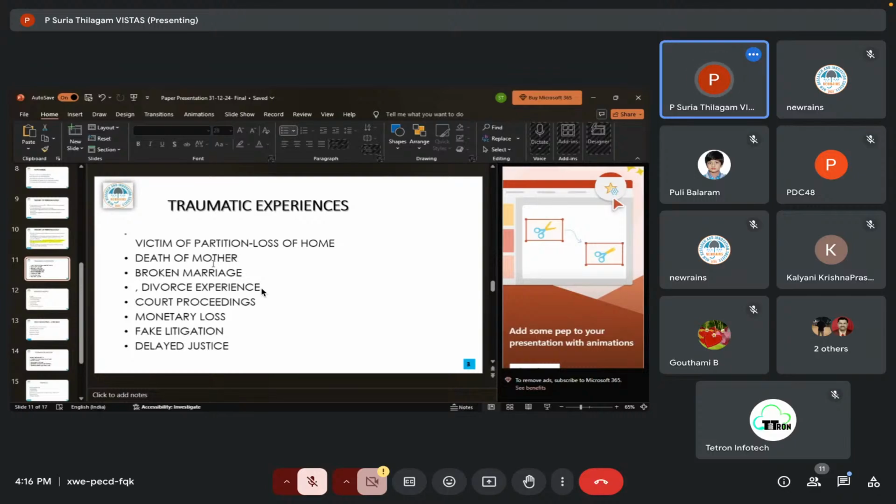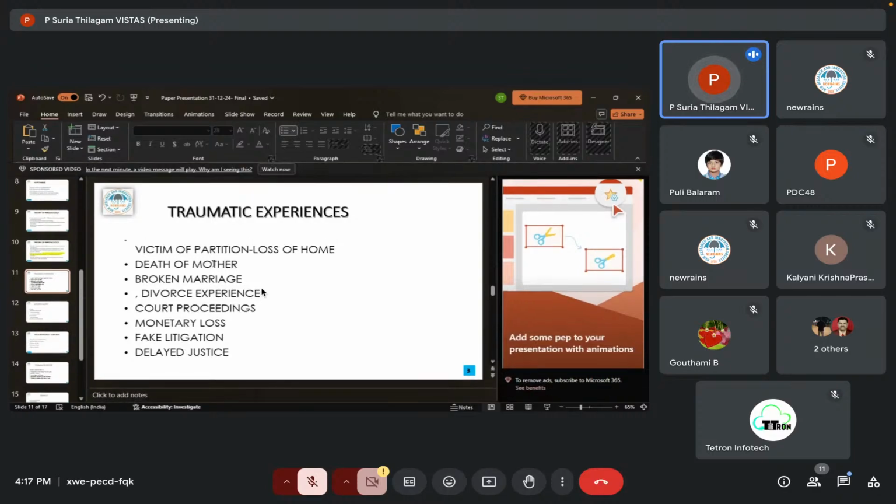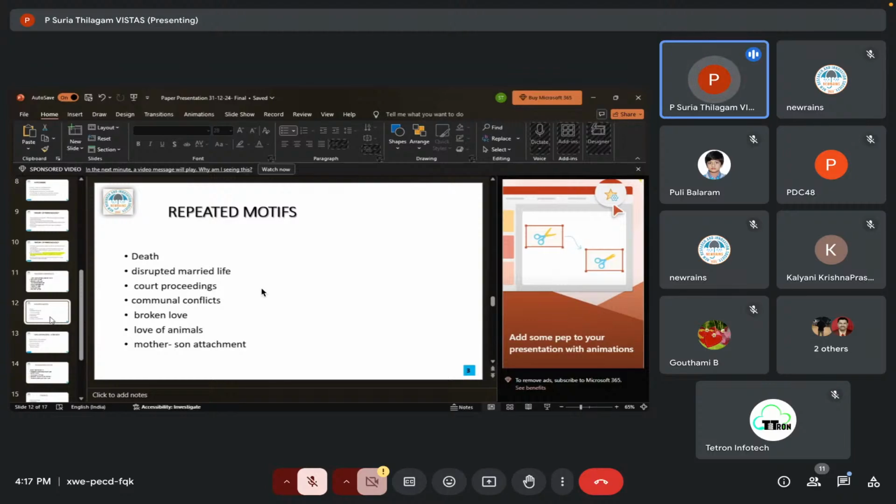And in all the novels, we see the protagonist has some divorce experience, with long court proceedings, and the female partner demands a huge amount as alimony. There will also be some fake litigations, the court proceedings will be long lasting, and justice is delayed. These are the common experiences we could see in almost all the protagonists, and which actually happened in the author's life.